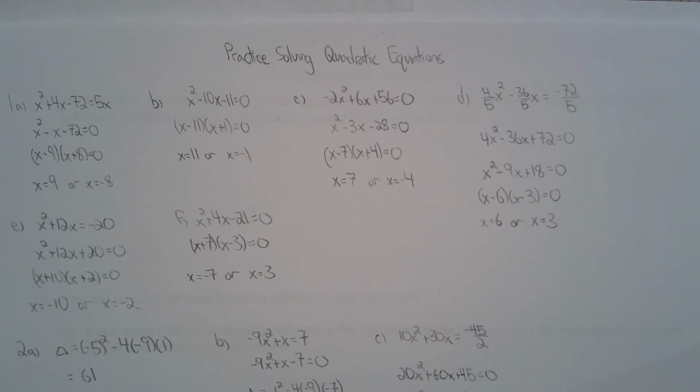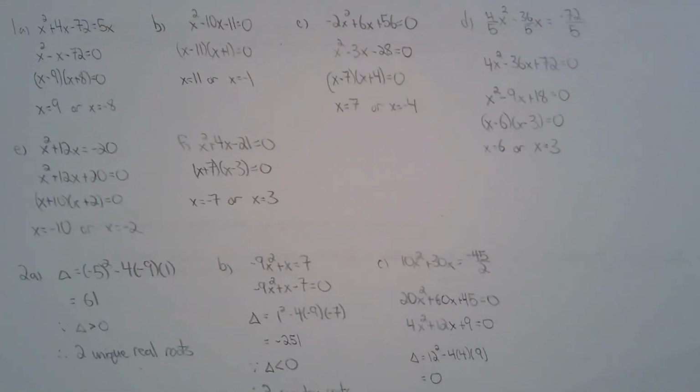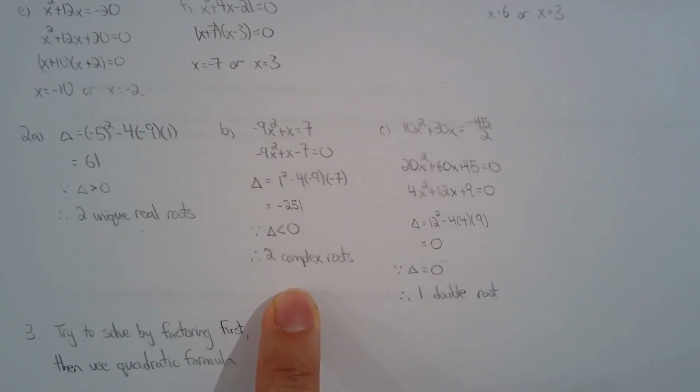efficient as possible. For question 2, I'm finding the discriminant to tell myself the nature of the roots. So when it's greater than 0, you have 2 unique real roots. Less than 0, so 2 complex roots. You could say no real roots here as well, but 2 complex roots is better, I'd say. And in 2C, the discriminant's equal to 0, so you have a double root.